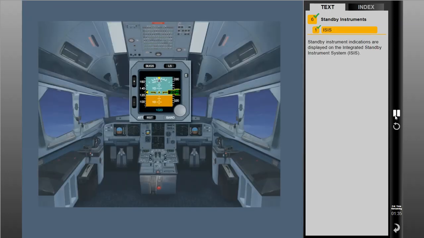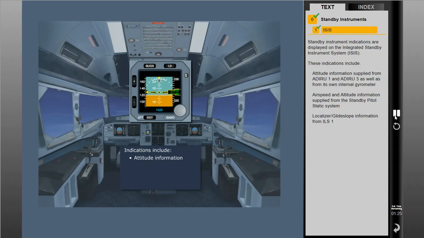Standby instrument indications are displayed on the Integrated Standby Instrument System, or ISIS. These indications include attitude information supplied from ADIRU1 and ADIRU3, as well as from its own internal gyrometer, airspeed and altitude information supplied from the standby pitot-static system, and localizer and glide slope information from ILS-1. ISIS power is supplied by the aircraft's battery to ensure the unit is powered during an electrical emergency.